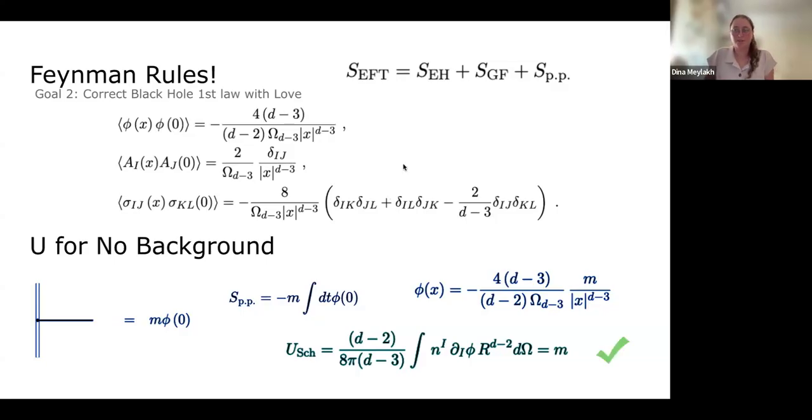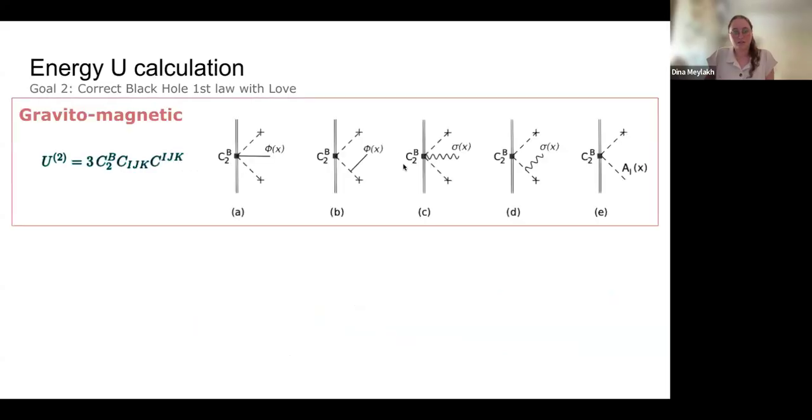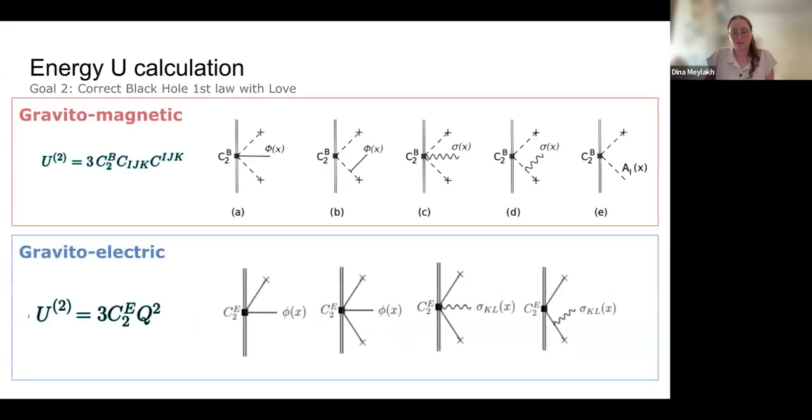And so we do the same procedure for all the backgrounds, the gravito-magnetic and the gravito-electric. Again, the double line corresponds to the black hole worldline. The x's correspond to background insertions, and the full line corresponds to the phi field. The squiggly line corresponds to the sigma field, and the dashed line corresponds to the vector field A_i.